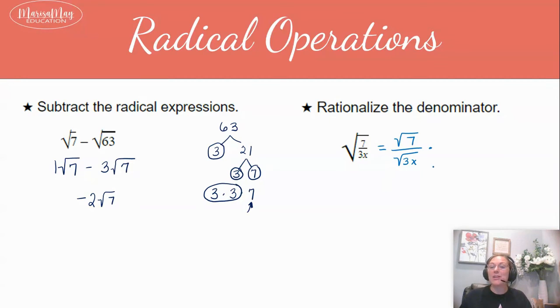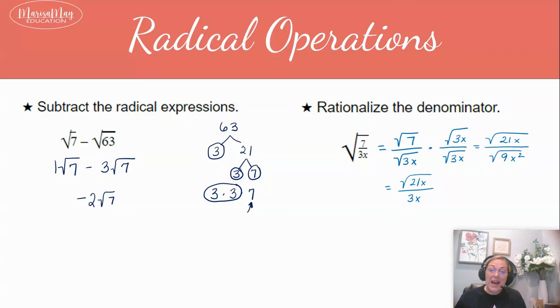And now to rationalize the denominator, I'm going to multiply the top and the bottom by the radical that's in the denominator. Let me show you what happens, and I think you'll see why I did that. So on top, let's multiply what's under the radical. 7 times 3x would give me 21x. And on the bottom, I would get 3 times 3 is 9. x times x is x to the second. Now, 9x to the second would simplify to just 3x without a radical.